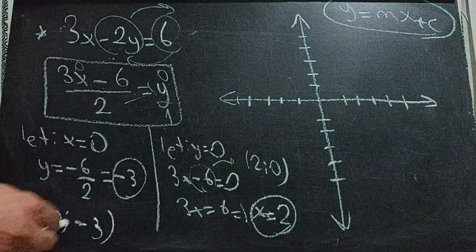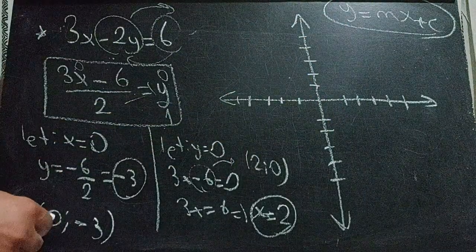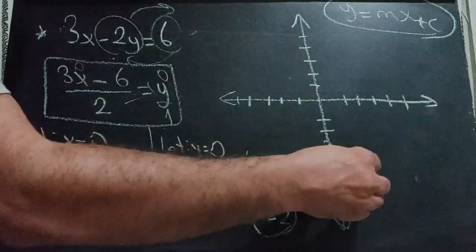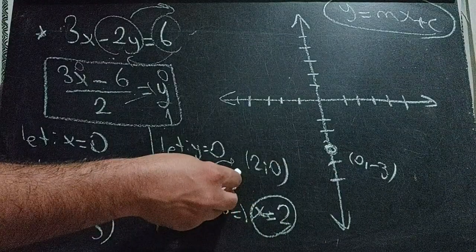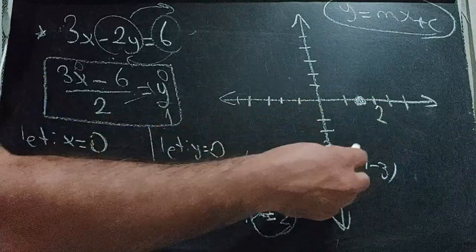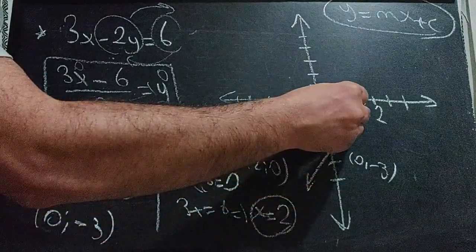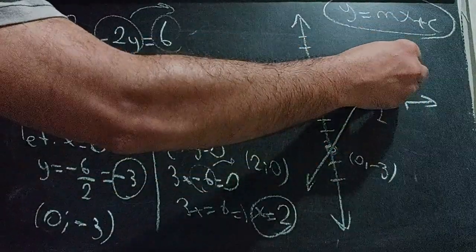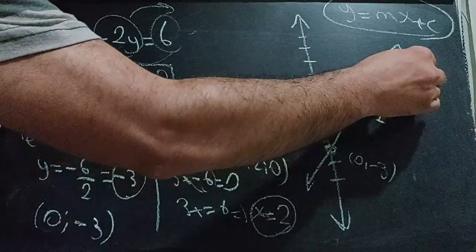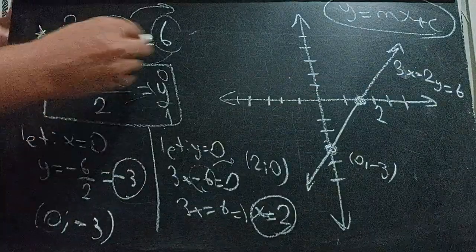Okay, I put the points on the coordinate system. This one is going to be 0, negative 3, which is this. And this one, 2, 0, is going to be there. And join those points to each other by a straight line. That will be 3x minus 2y equals 6, which is this one.